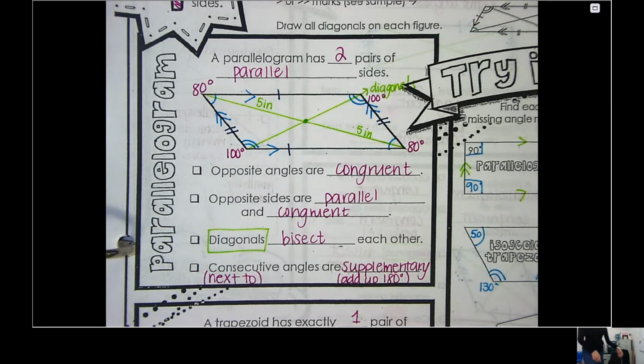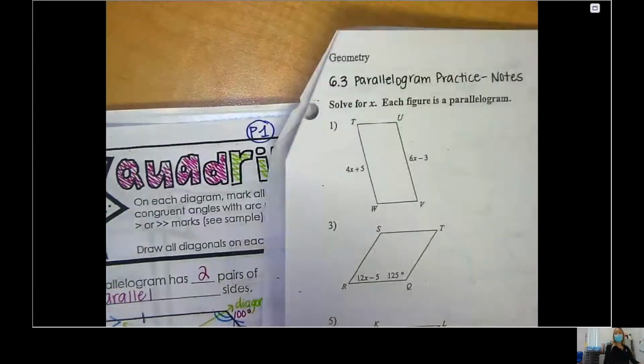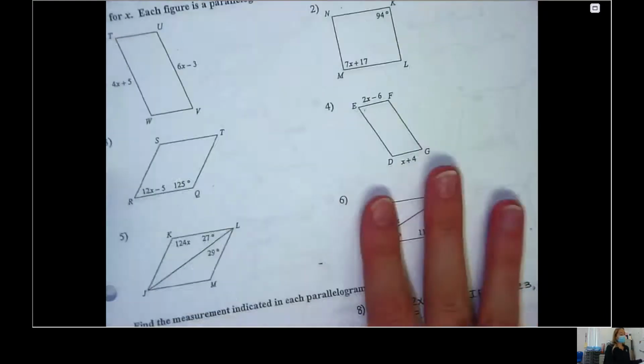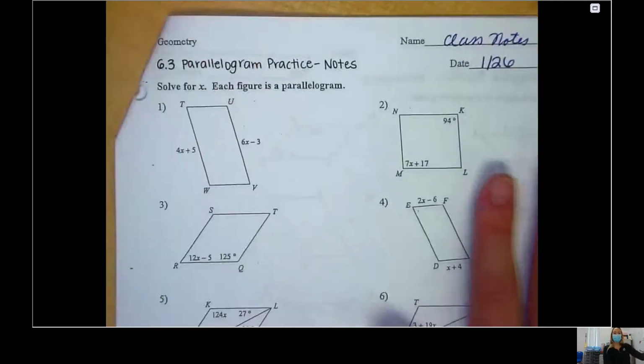So let's start. Make sure you're on the side that says notes, because there are two different sides. I would push the other side off to the side, but keep it out so you can look at it and refer to it. And then we're going to get started on our notes side now.